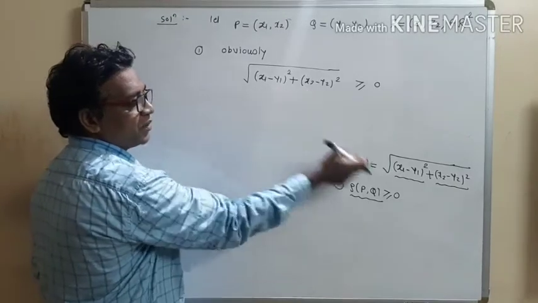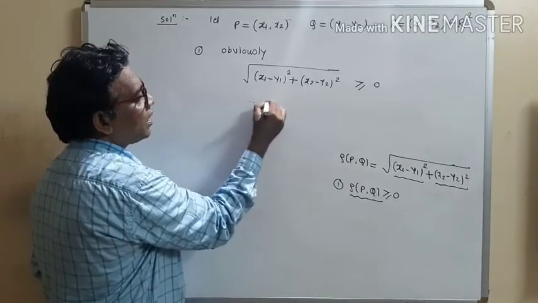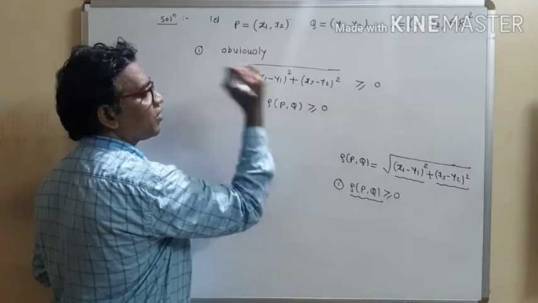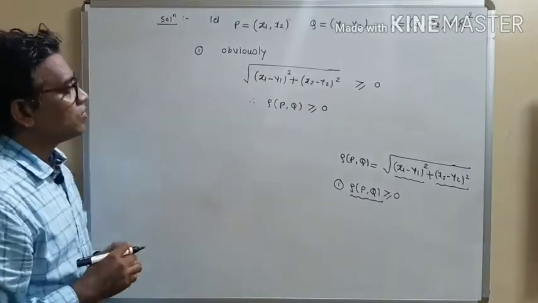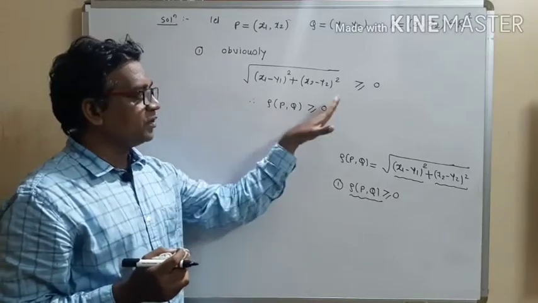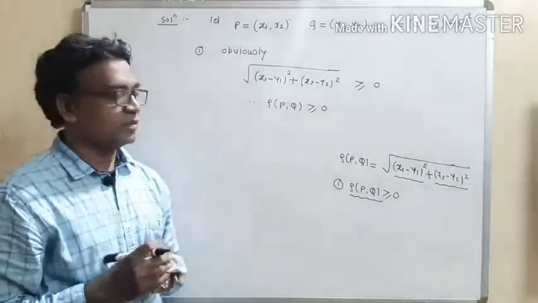So what is this value? This is nothing but our function rho of PQ. This is greater than or equal to 0. So see, we have shown the first condition, that rho of PQ is greater than or equal to 0.